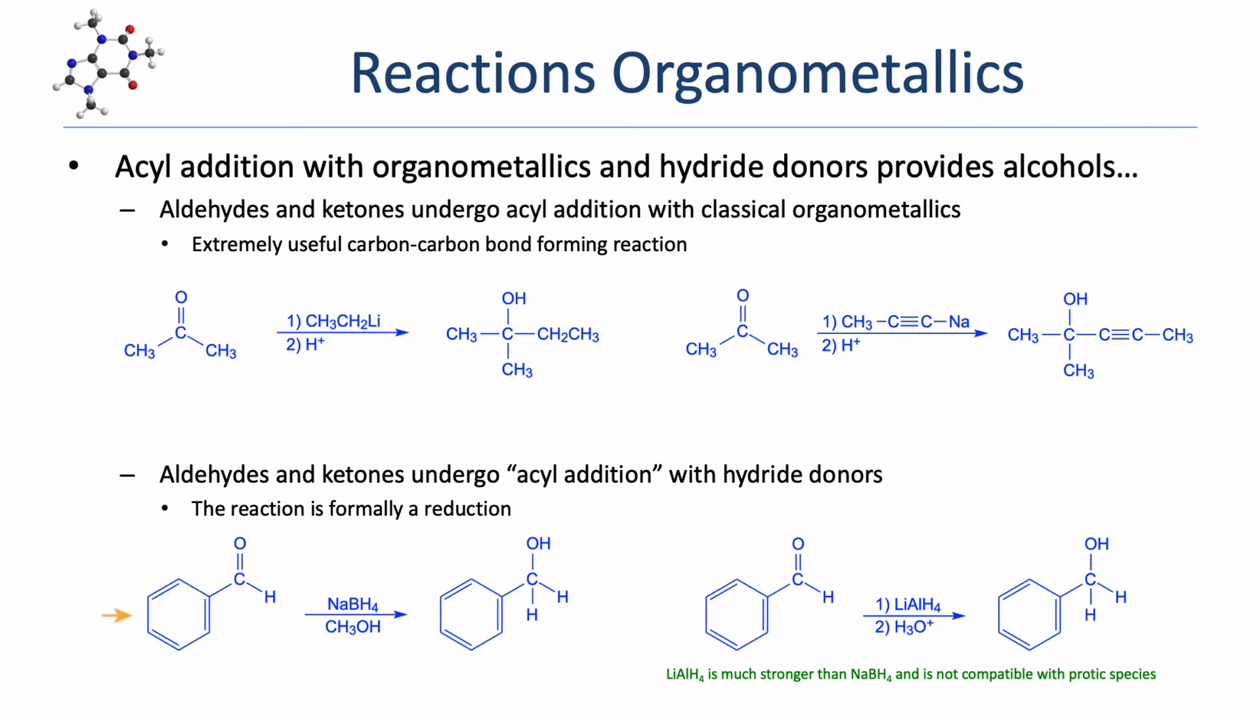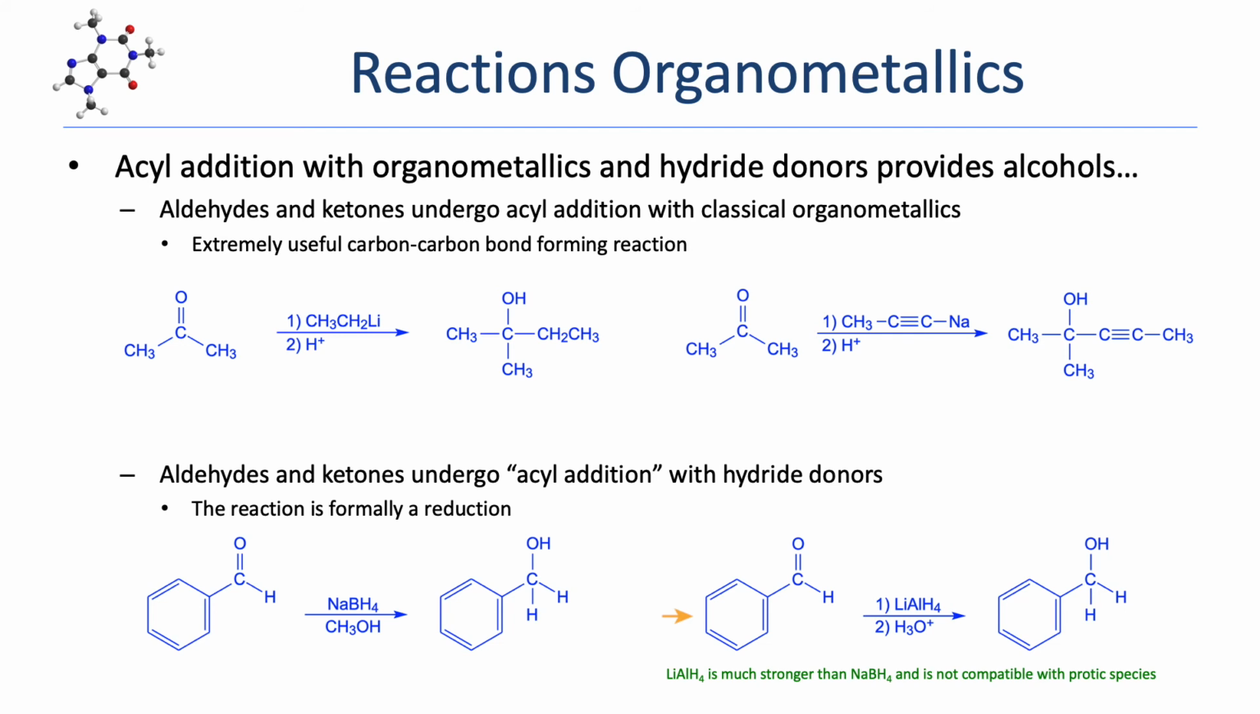In the first example, we see benzaldehyde reacting with sodium borohydride and methanol to give benzyl alcohol. Not surprisingly, sodium borohydride acts as a hydride donor. It contributes an H- to the carbonyl carbon, and the resulting alkoxide is protonated, in this case by the solvent molecule methanol. In the second example, we see the exact same transformation carried out with a different set of conditions.